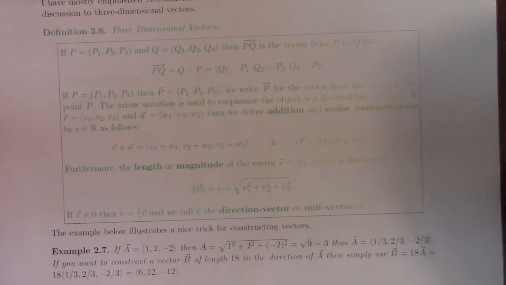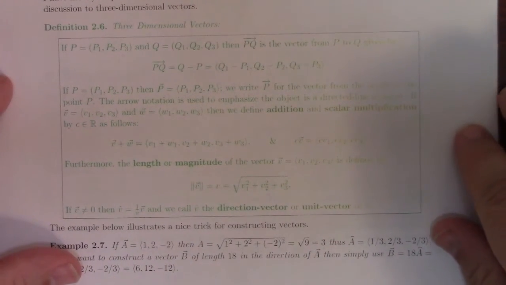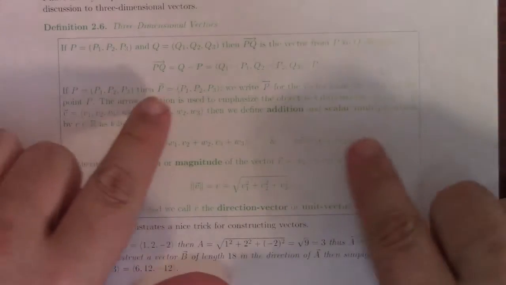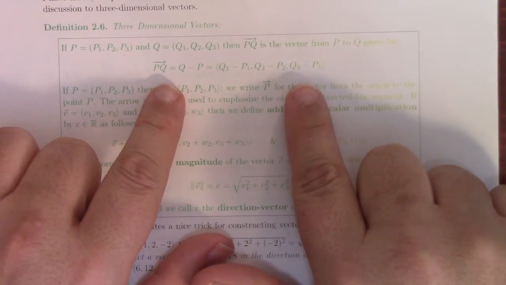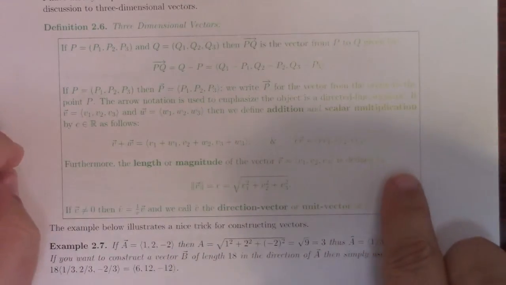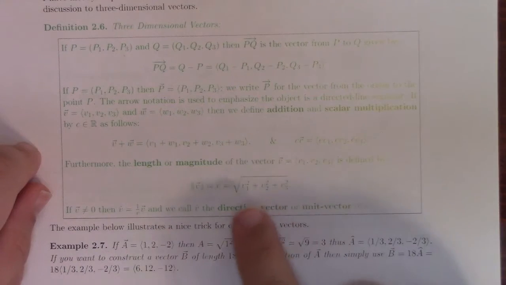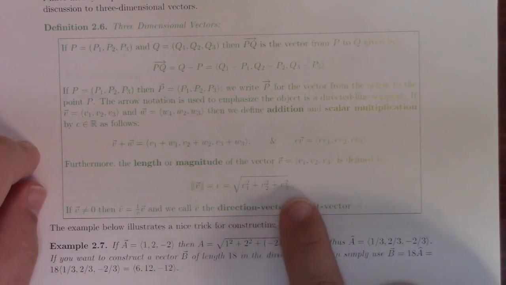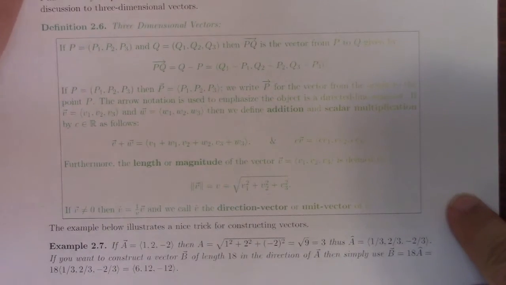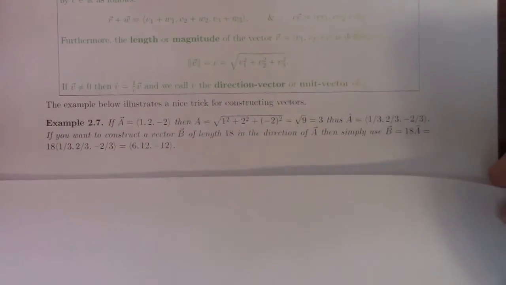3-dimensional vectors. This definition here just reiterates everything I said about 2-dimensional vectors, but for the 3-dimensional case. Basically, to find the vector from P to Q, you take the vector of the difference between their components, 1, 2, and 3. You can add them by adding components. You can scalar multiply them by scalar multiplying components. And for the length of a 3-dimensional vector, you need the sum of the squares of all 3 components. And we construct unit vectors in just the same way we did before by dividing by the magnitude.